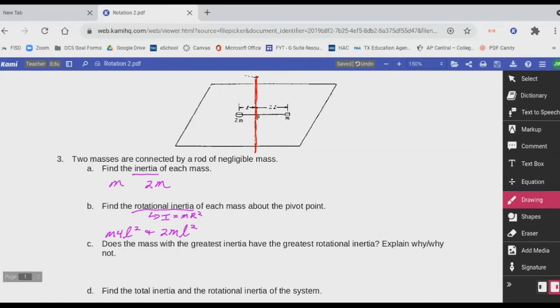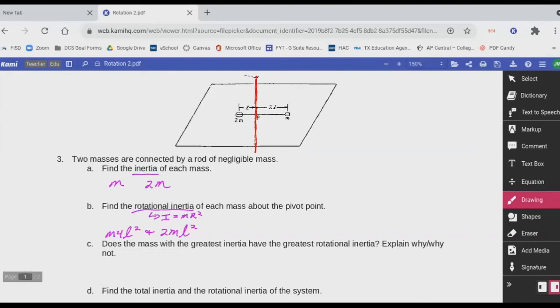Sounds good to me. We basically took the mass and we squared the distance. So those are the two rotational inertias, one for each mass, going about that pivot point. We just solved that equation for those two. We know the distance, one is L, one is 2L. We know the masses, one is 2m, one is m. Mass times distance squared. That's all. So far, that is all.